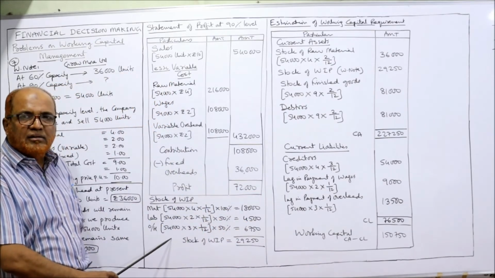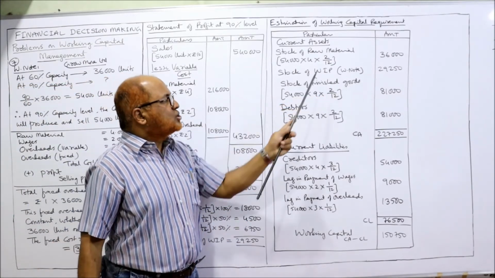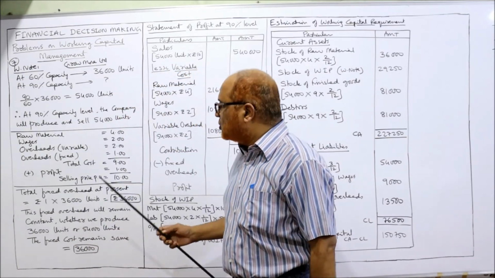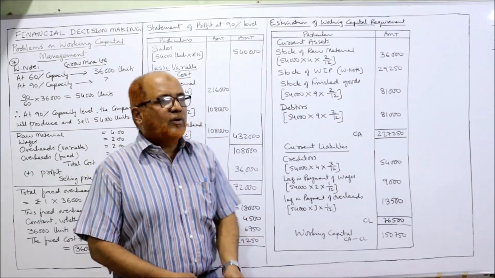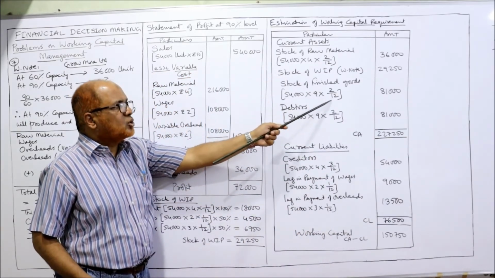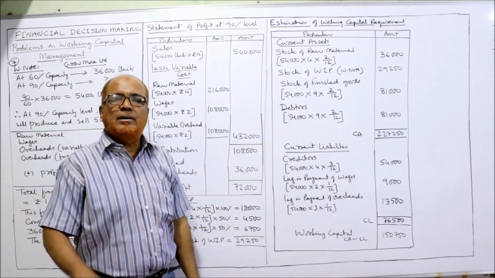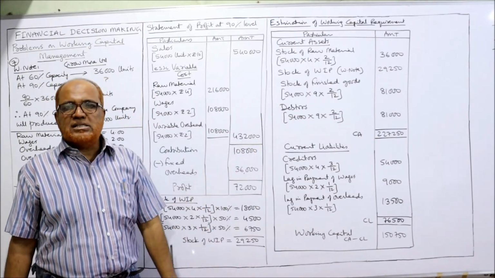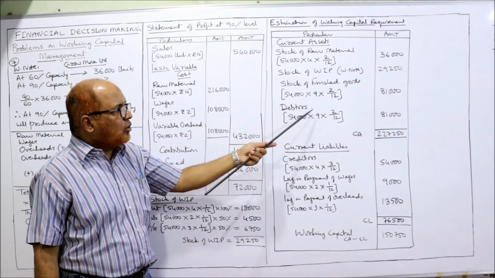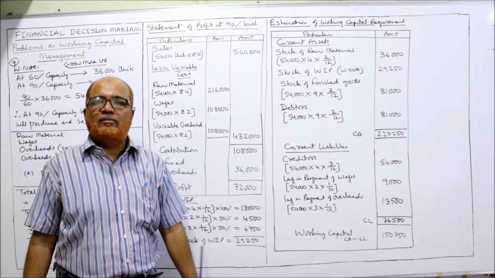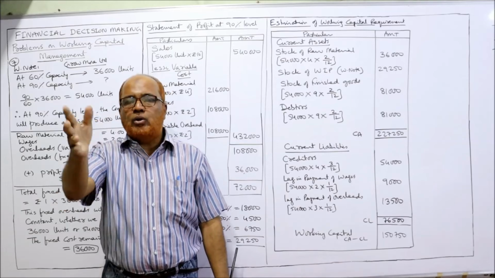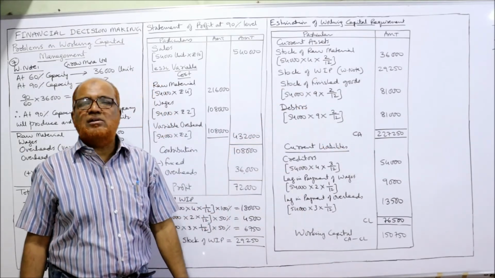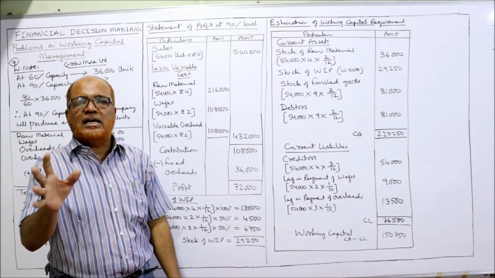Now take this 29,250. Stock of finished goods. Finished goods will take total cost. How much is the total cost here? 9 rupees. So 54,000 into 9 rupees into 2 by 12. 2 months is the period of stock of finished goods. 81,000. Debtors: 54,000 into 9 rupees total cost into 2 by 12. 2 months credit period is allowed to debtors. So 81,000. The total comes to 2,27,250. These are the current assets.